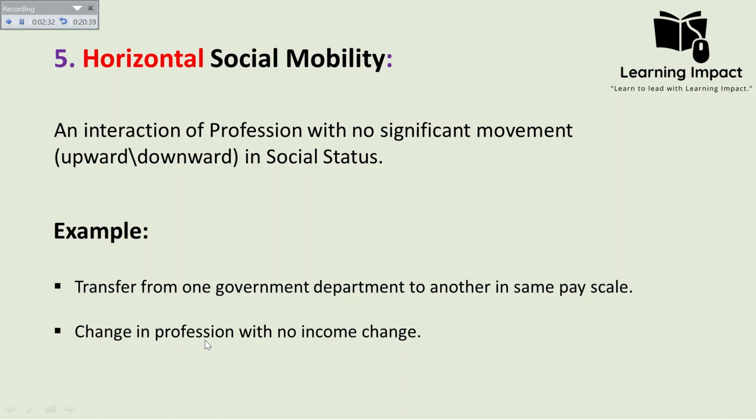Another example could be a change in profession with no income change. For example, a person who is a professor at one university leaves that university and joins another one on the same scale. In that case, it will be called horizontal social mobility. It is a movement from one condition to another, but it hasn't involved any progress or any loss. They have just changed their condition, not their scale. So it can never be upward or downward.